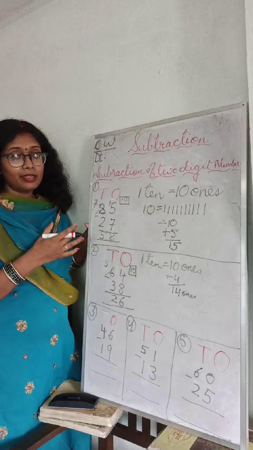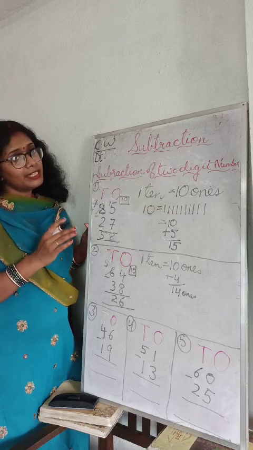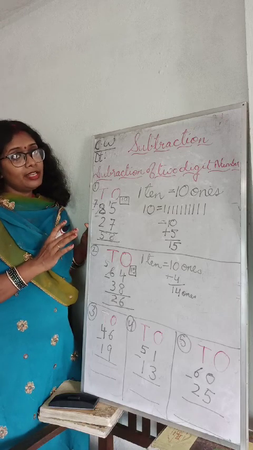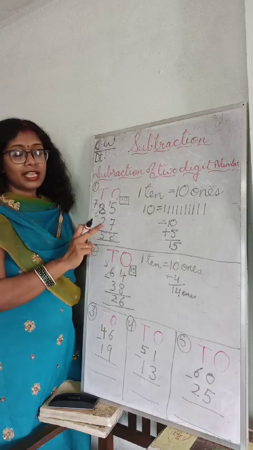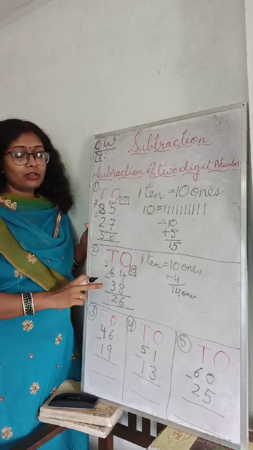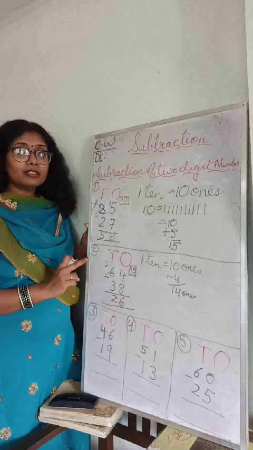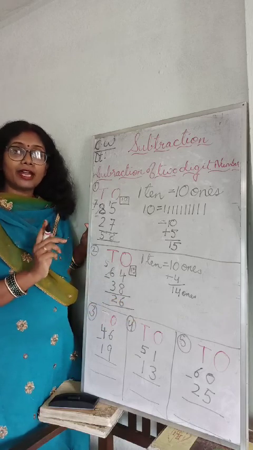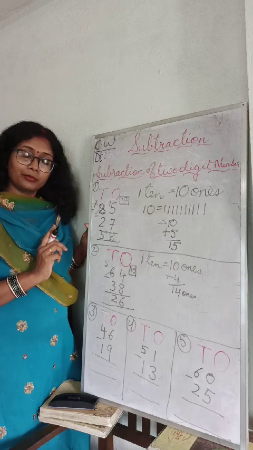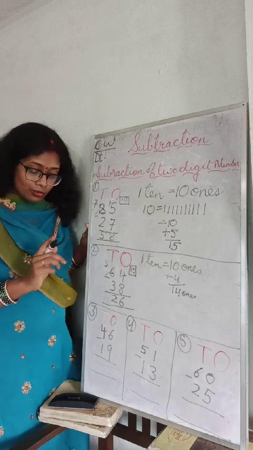So your copy should be very neat and clean, well arranged, and use a scale to draw lines. If you are drawing lines for making boxes like I have made, always use a scale. No rough hand drawing with the pencil. Okay? I will give you homework also.